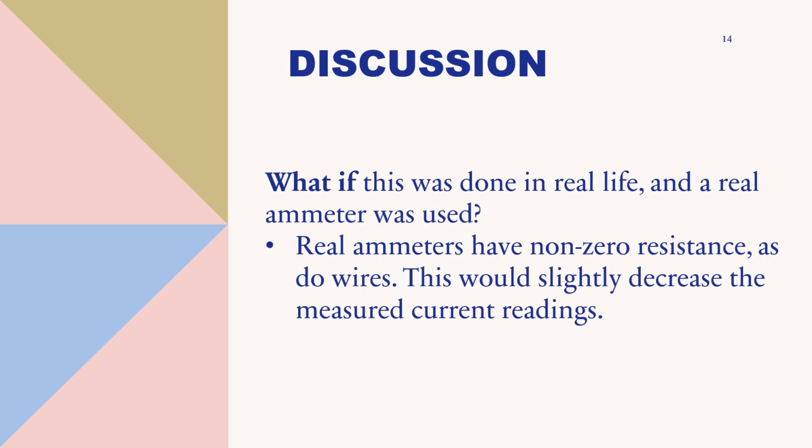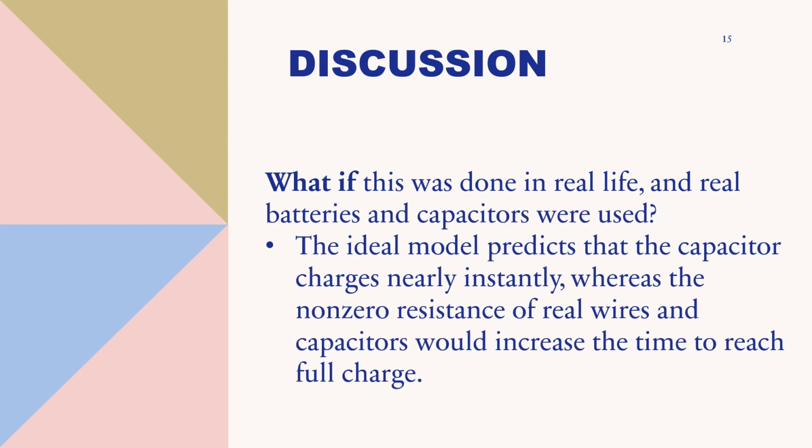If this was done in real life and an ammeter was used, this would slightly decrease measured current readings, as real ammeters have non-zero resistance, as do the wires. And if real batteries and capacitors were used, the ideal model predicts that the capacitor charges nearly instantly, whereas the non-zero resistance of real wires and capacitors would increase the time to reach full charge.